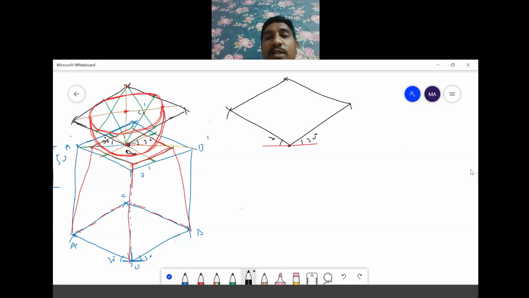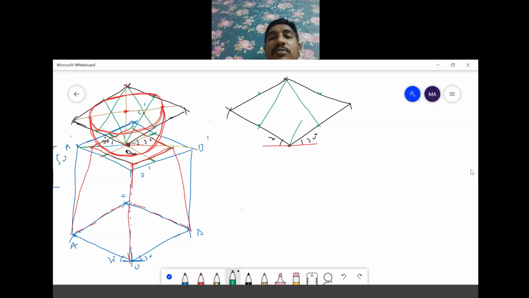Then using the 4 center method, I am marking the midpoints. Then I am joining the top vertex to these midpoints and the bottom vertex to these midpoints. Then I am taking this bottom vertex as a center, and this as a radius.